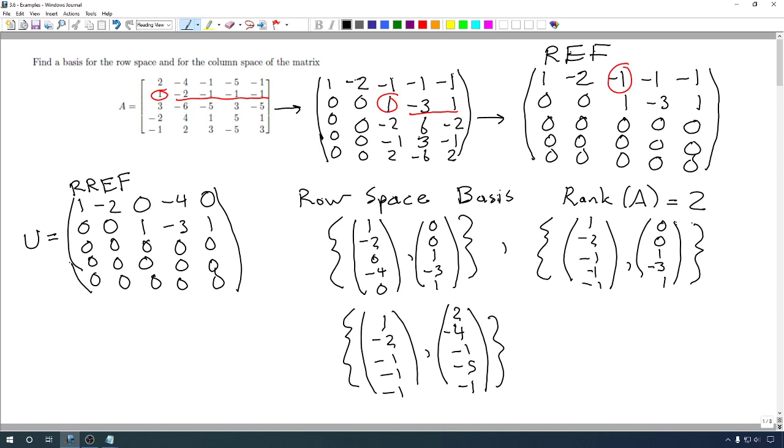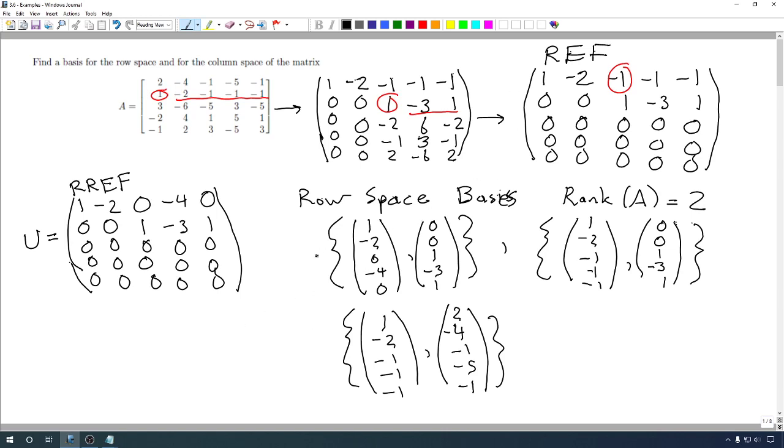Probably I should have said bases, pluralize that, bases. Okay. Now, those are bases for the row space. What about bases for the column space? And that's a little bit of a tricky question. Doing Gaussian elimination does change the column space. But the process of Gaussian elimination does actually give us information about the column space.